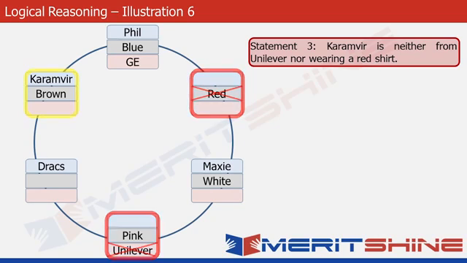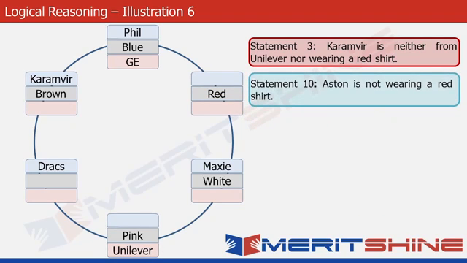Now we will use statement 10. There are 2 places to place Aston in the structure, the two that are highlighted. But since Aston is not wearing a red shirt, this place is ruled out. So we put Aston's name in this box.